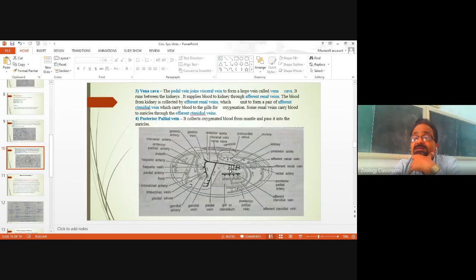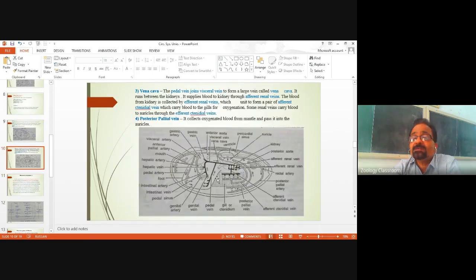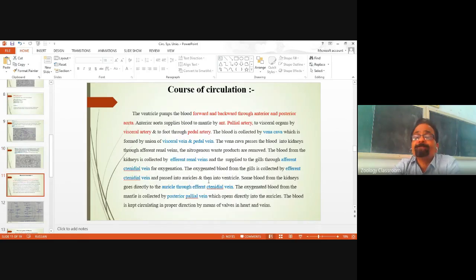See, now these are the gills, supplied by the afferent pterygial vein. There the oxygenation takes place. The oxygenated blood from the gills is collected by the efferent pterygial vein and passes into the auricle. See, this is collected by the efferent pterygial vein and it is taken to the auricle. And then to the ventricle. The blood from the auricle is again passed to the ventricle.